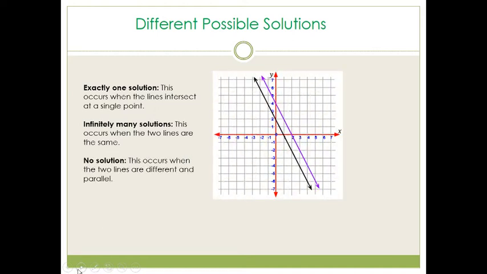And then there's the possibility that we get no solutions. That occurs when the two lines are parallel, but they have different y-intercepts. So notice these lines are never going to cross, so there's never a solution.